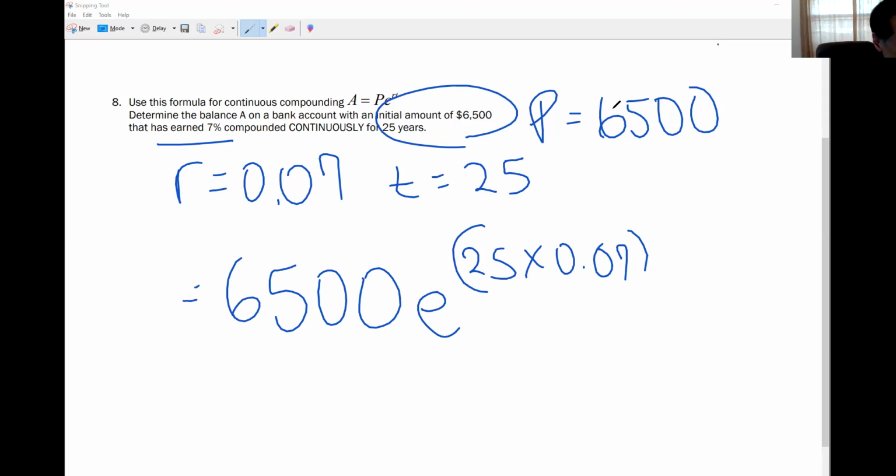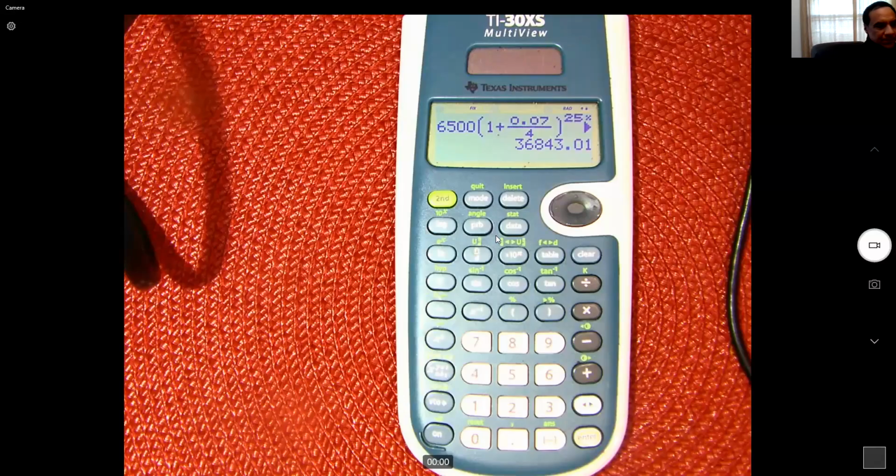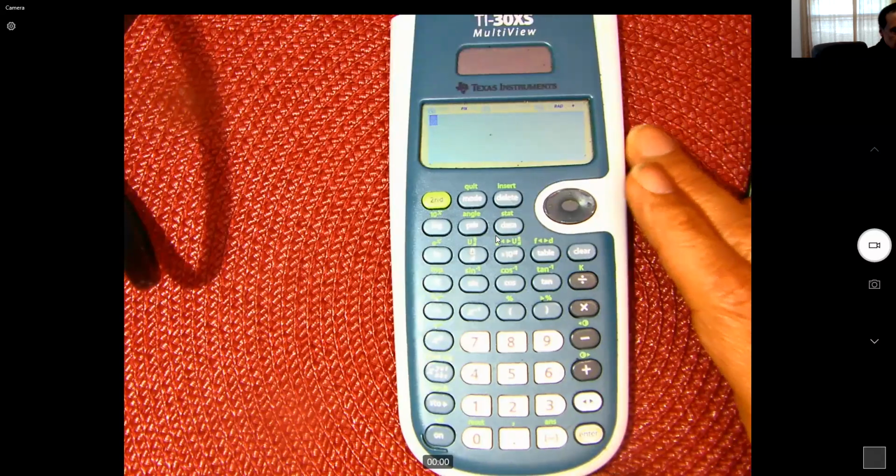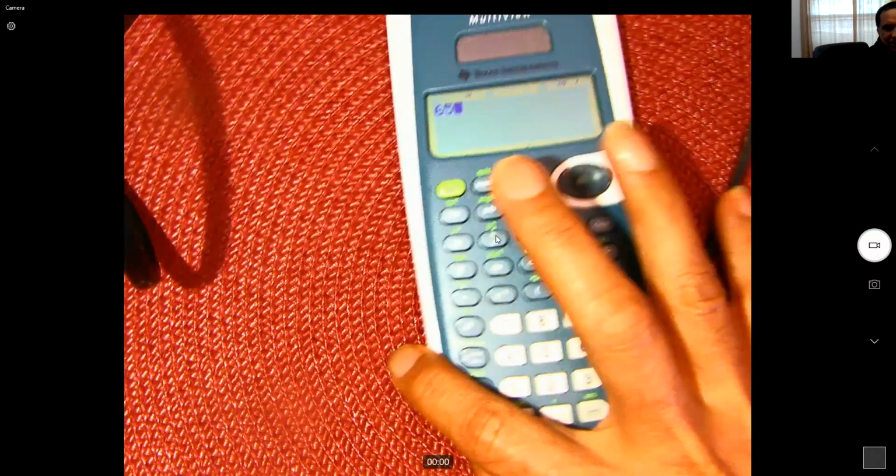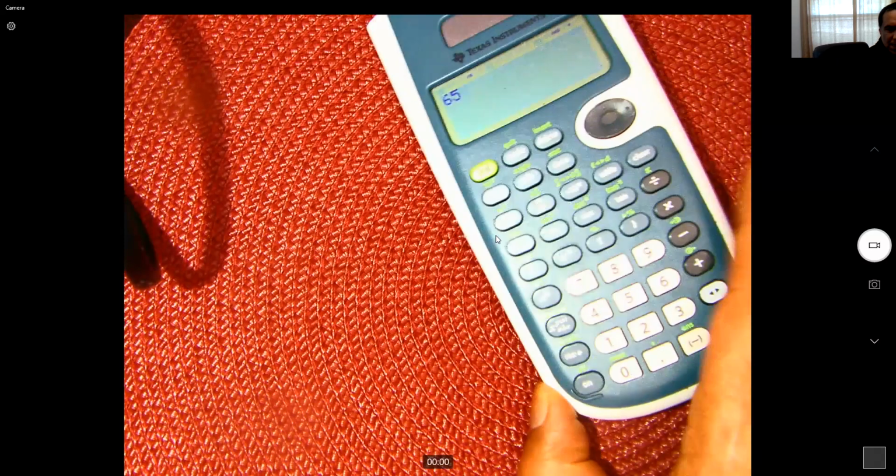Now, you might recall the last answer was 36,843. See, that was what we had before. Now, we're going to look to see how much improvement we're going to see in this money if we compound it continuously. So once again, I'm going to go to my handy calculator. Hang on, let me make this look a little better. I'm not going to lie, it's just kind of glary. Maybe I'm going to turn off the light. I don't know if that helps, but probably not.